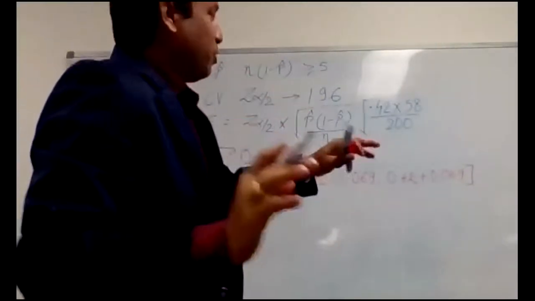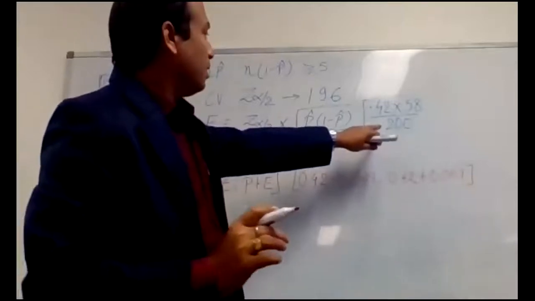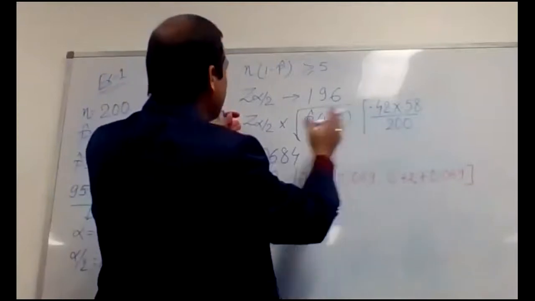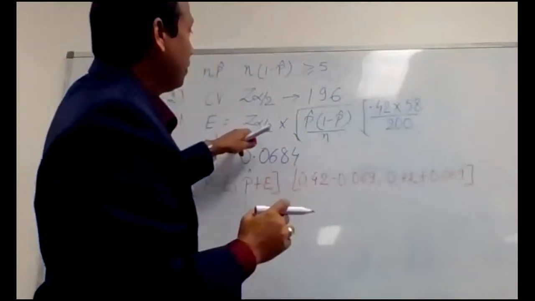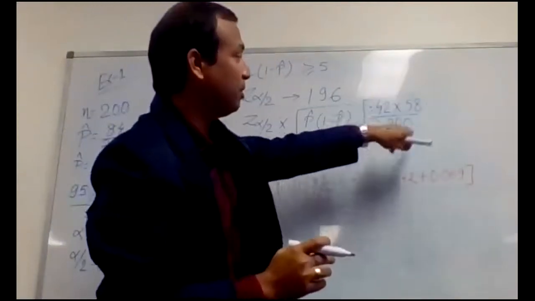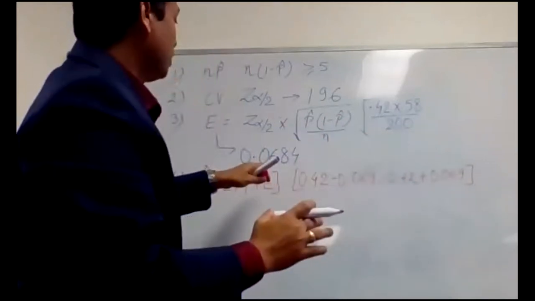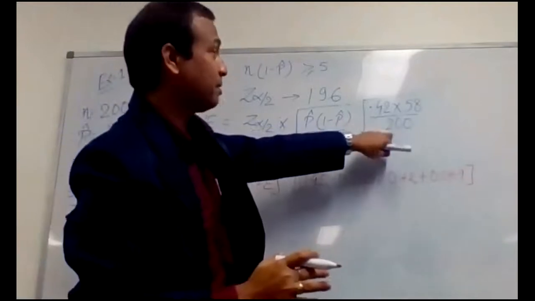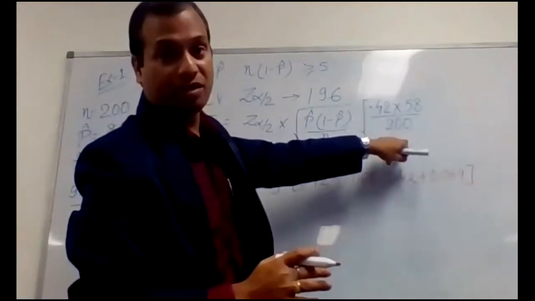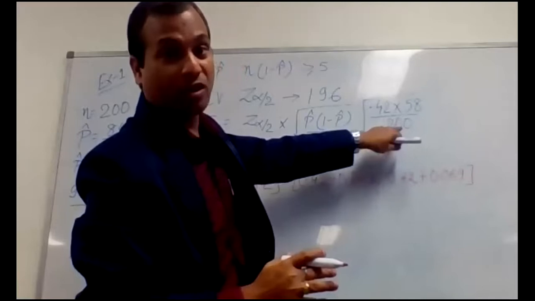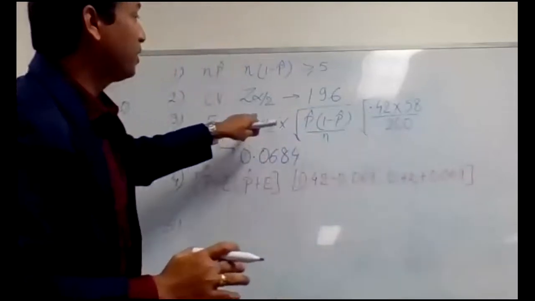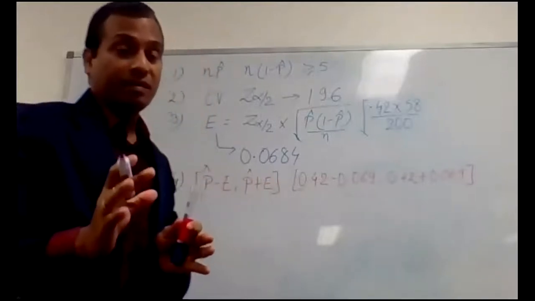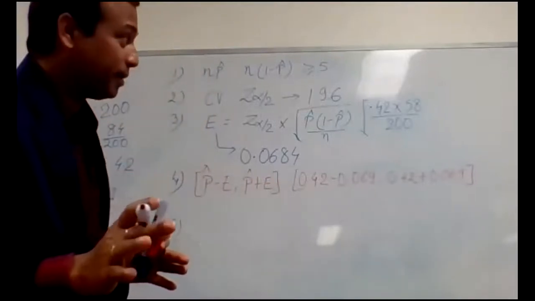Sometimes it's very important, let me repeat this one. Somebody can do all these two steps together, like Z alpha by 2, 1.96, into all these factors together. If you do, you may get one number. But if you calculate the standard deviation value separately and round it off, and then multiply with 1.96, you will get a different answer. Are you getting my point?